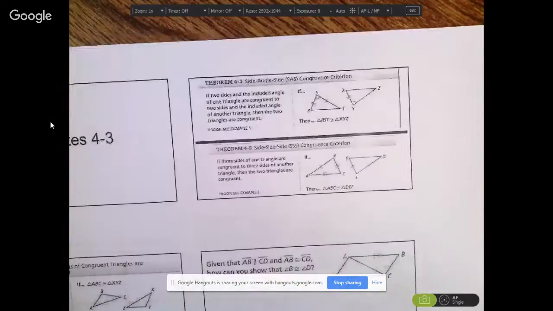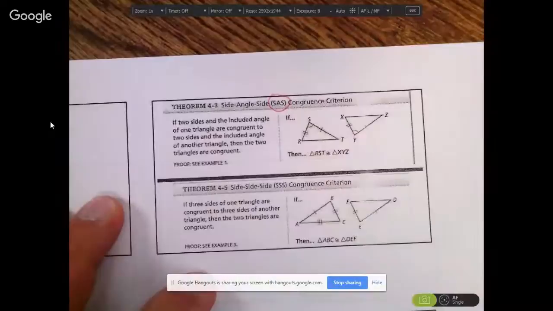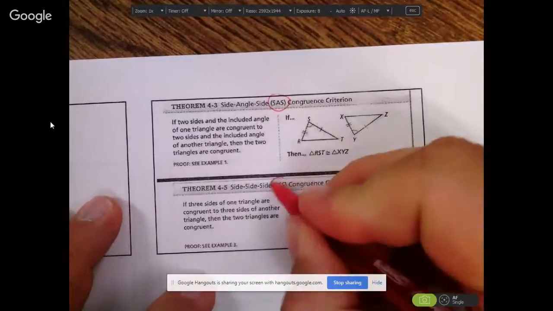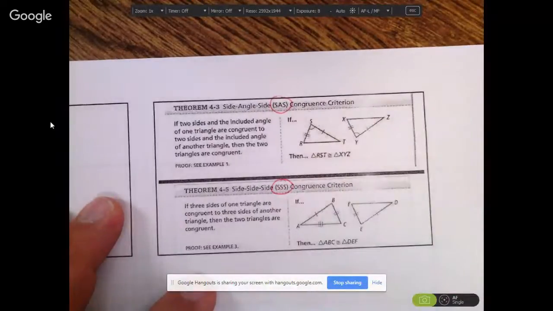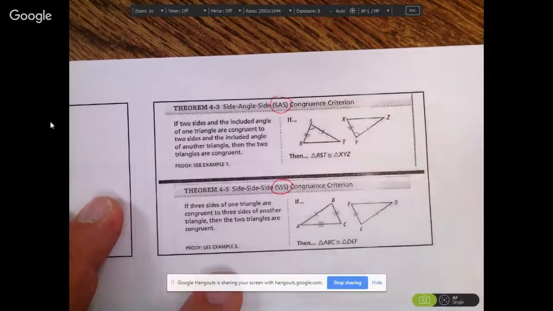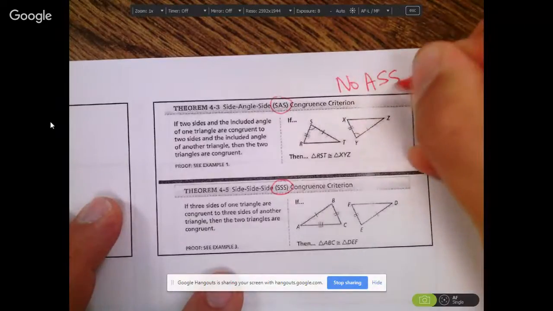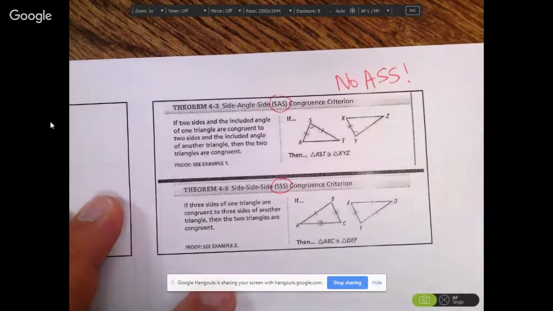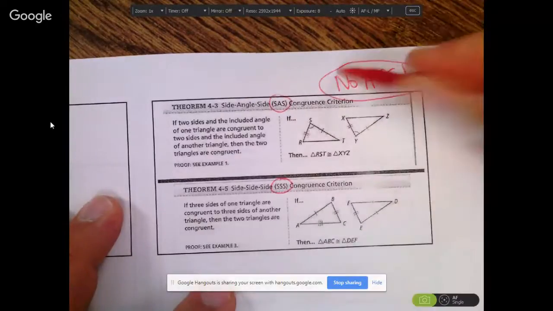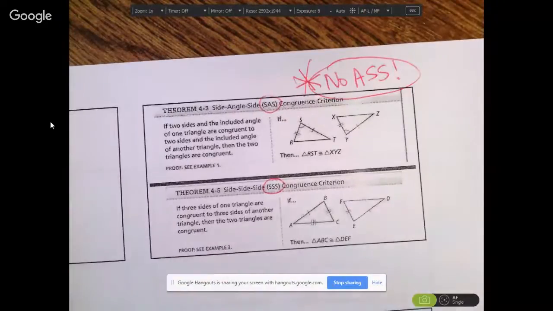All right, so first off, they tell you, here's the theorem, that side angle side will always work. Also, they tell you that side, side, side will always work. We're going to get a couple more of these, but for now, you need to know that side angle side and side, side, side work, and there's no angle side side. If you ever use angle side side, then you've made a mistake. So go ahead and write down that there's no angle side side.